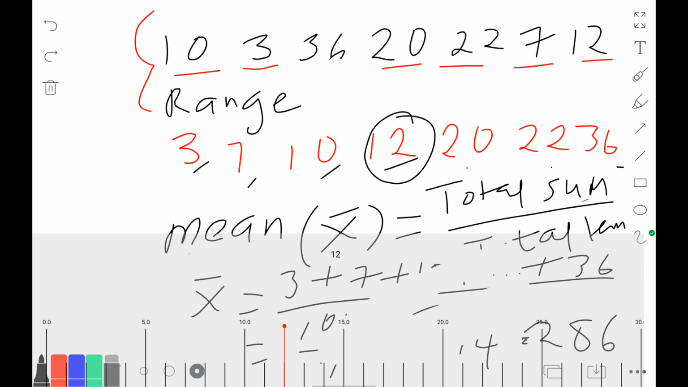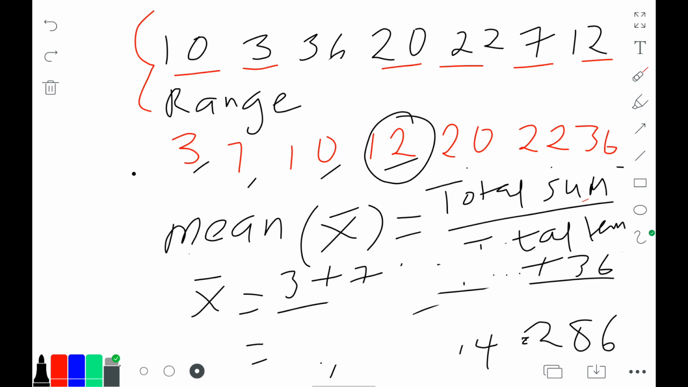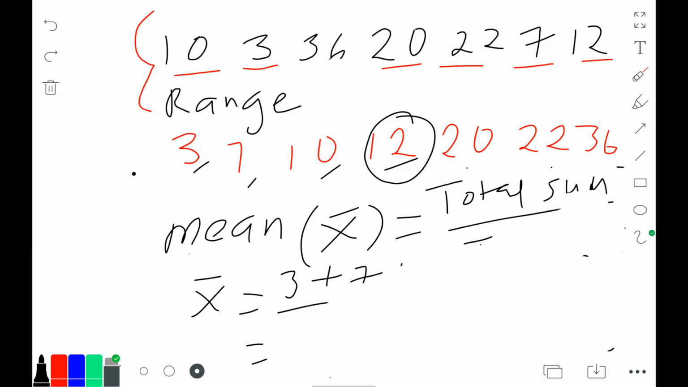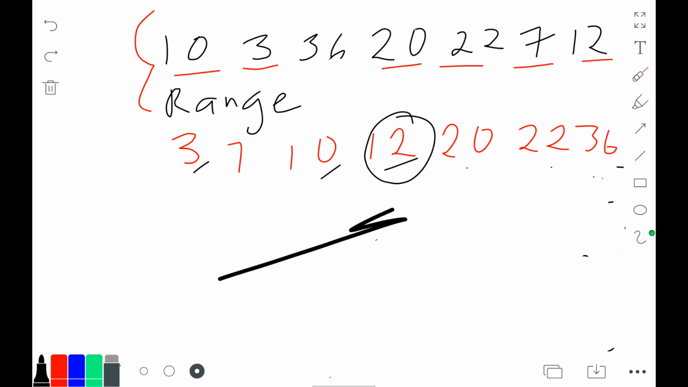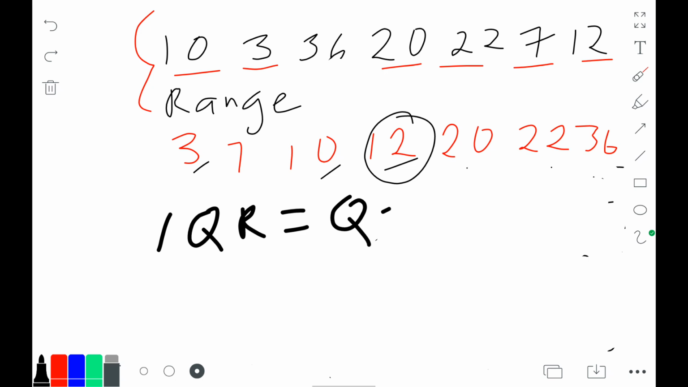We have done the mean. So we have to go to the interquartile range. Many of the learners get confused about the interquartile range. So let's get to it. The interquartile range is equal to Q3 minus Q1. We can also represent this median here as Q2.